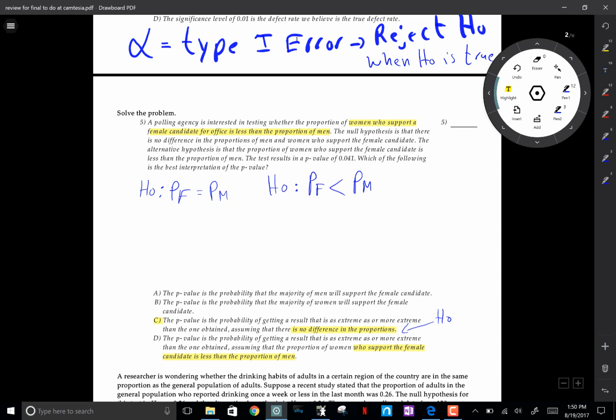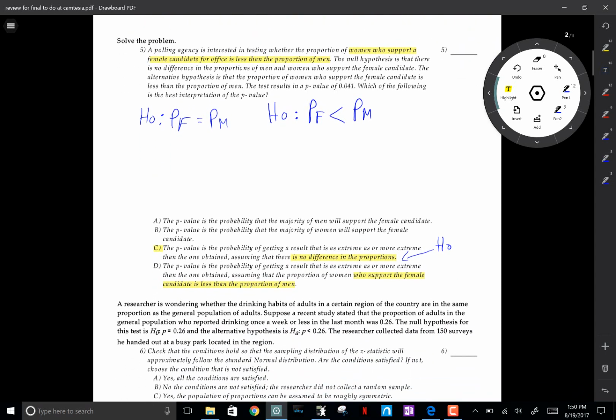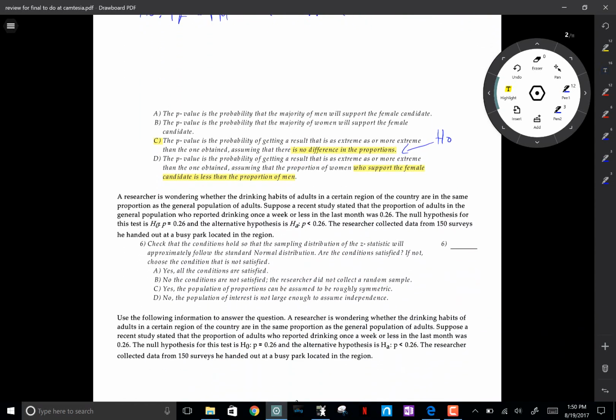Right. And that's it for number 5. So let's move on and go on to number 6. Alright, so for number 6, they just want to check to see if all of the conditions have been met.